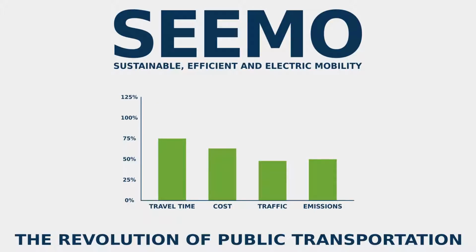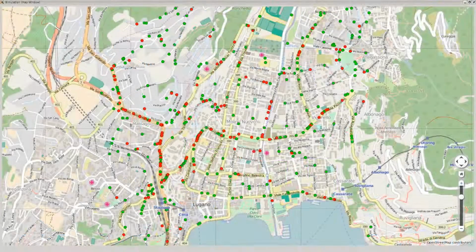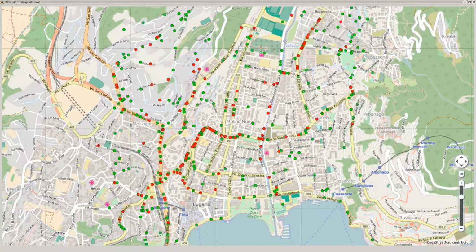Compared to the first scenario, Seemo reduces travel times by 25%, cost by 37%, emissions by 50%, and distances by 52%. But this is not all Seemo has to offer. There are many more advantages. Let's focus on two of the main advantages here: electric and autonomous vehicles.